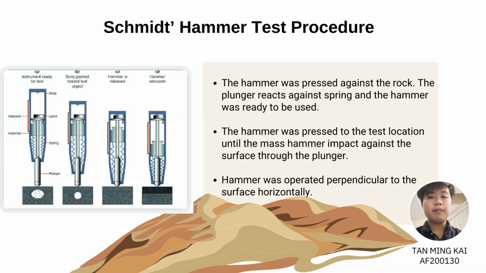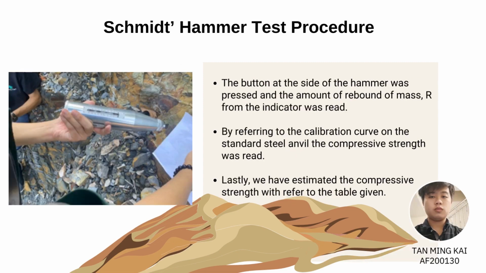The method starts when the hammer is pressed against the rock. The plunger reacts against the spring and the hammer is ready to be used. Next, the hammer is pressed to the test location until the mass hammer impacts against the surface through the plunger. The hammer was operated perpendicular to the surface, horizontally.